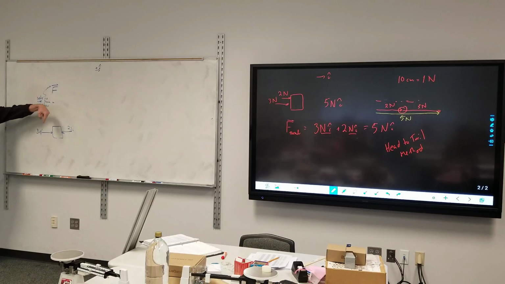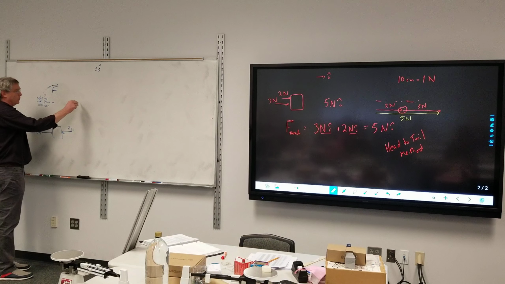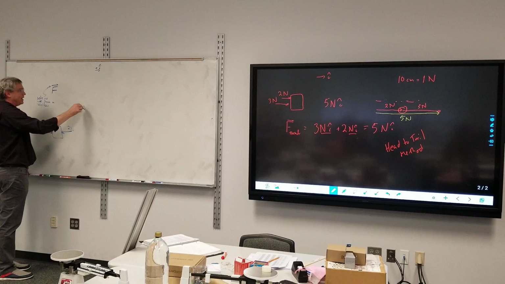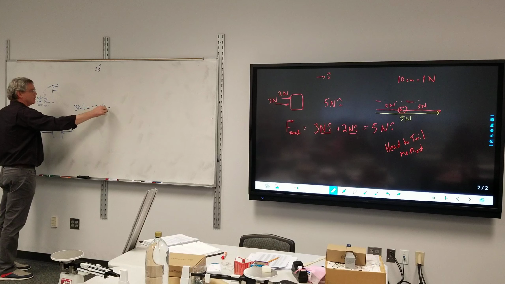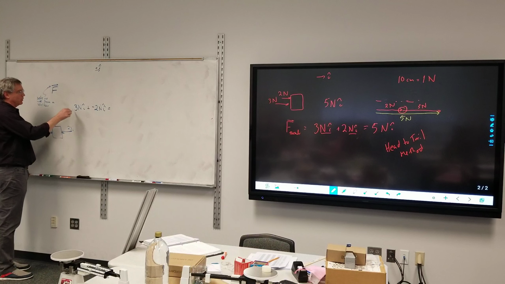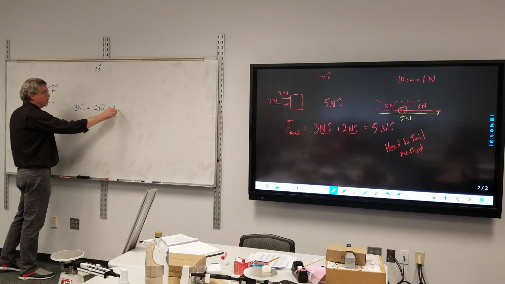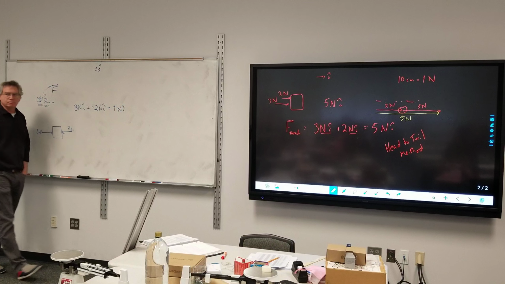So, they're going against each other, and there are a number of students who look at that and say, well, they got 5 newtons pushing on it, but direction matters. I got 3 newtons to the right, 2 newtons to the left, total is 1. So since to the right is positive i hat, I got 3 newtons i hat, plus negative 2 newtons i hat. So I got 3 minus 2, 1 Newton i hat.